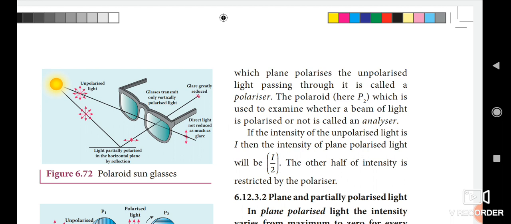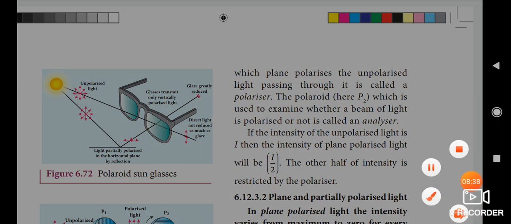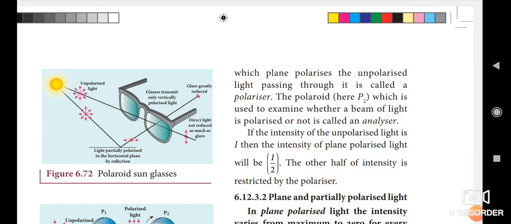Then what is the intensity of plane polarized light? I by 2, because only half of the ray passes through the polarizer. So the intensity of the plane polarized light will be I by 2, because half of the intensity is restricted by the polarizer. Only the remaining half comes out from the polarizer. So the intensity of the plane polarized light is denoted as I by 2.